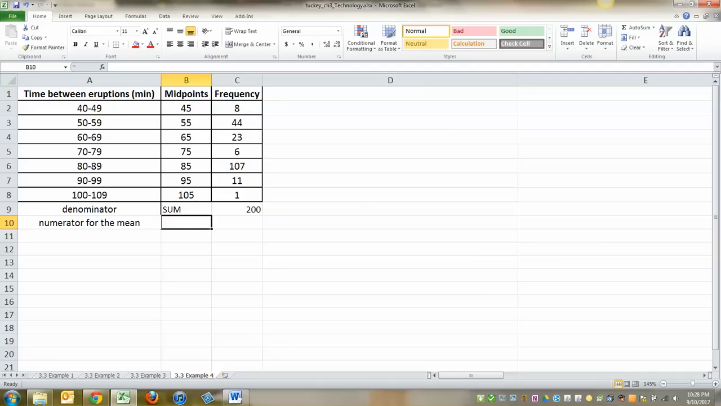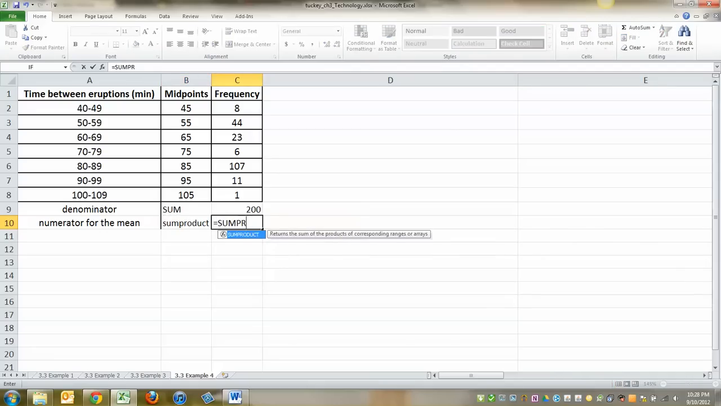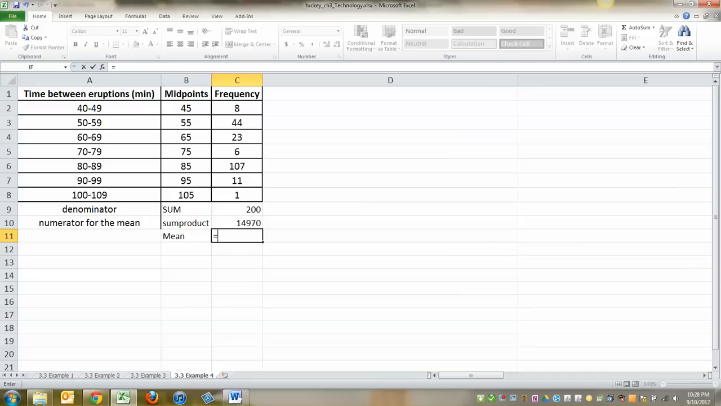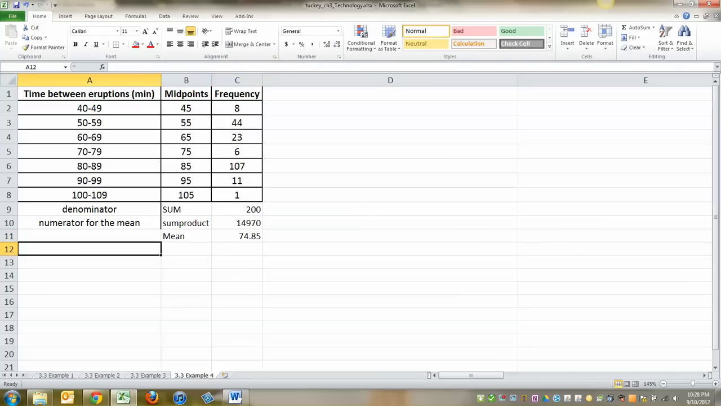Right? For the mean calculation, the numerator is the sum product, which is equal to sum product of, and then you type this array, so highlight B2 to B8, comma, and then C2 to C8. Close your parentheses, enter. Now what's the mean? The mean is equal to this number divided by that number. That should be a very familiar calculation for you. We've done it now like 3 times. There's the mean. Cool. All right, so we know the mean. The mean is 74.85 minutes.